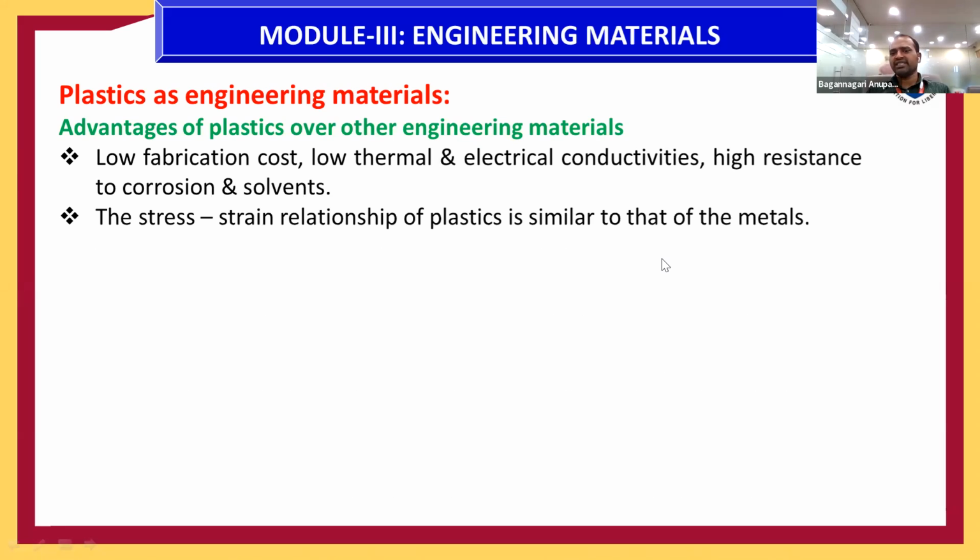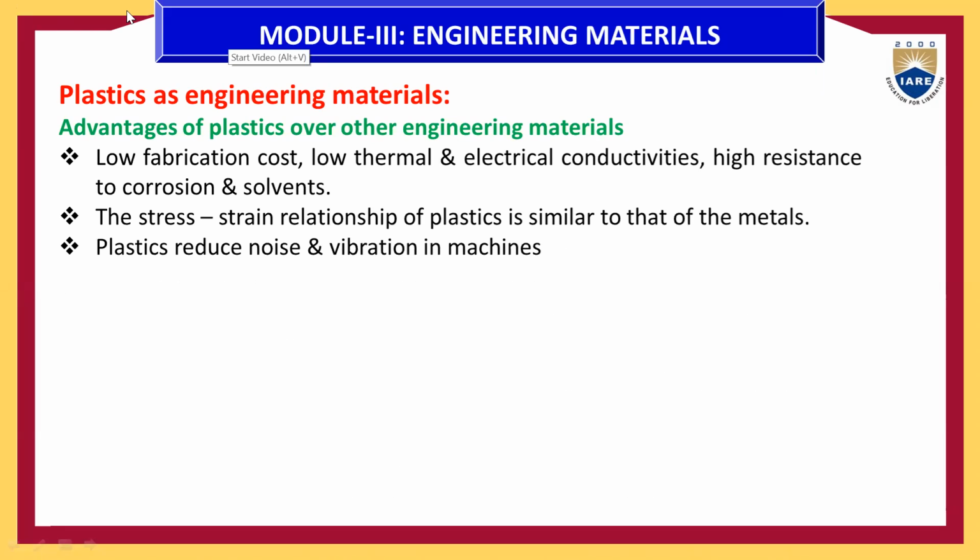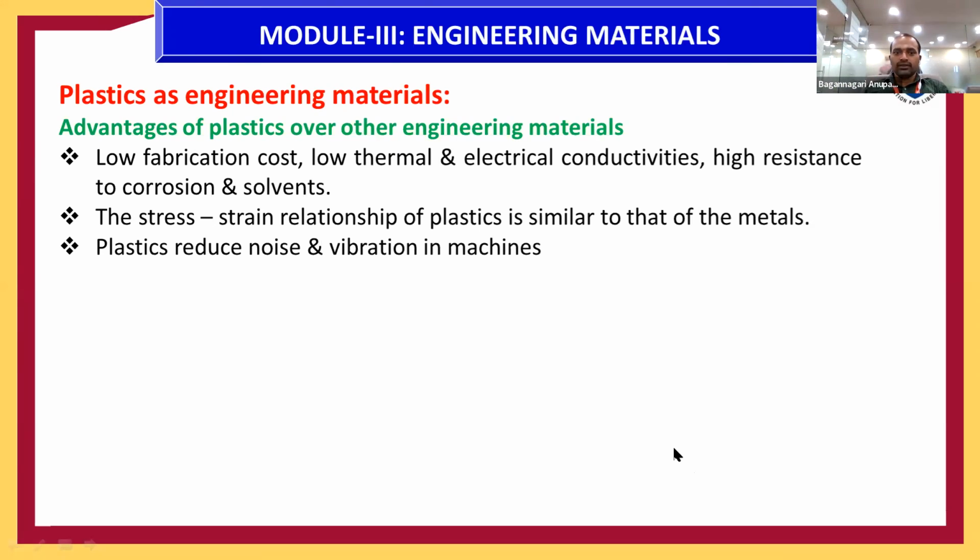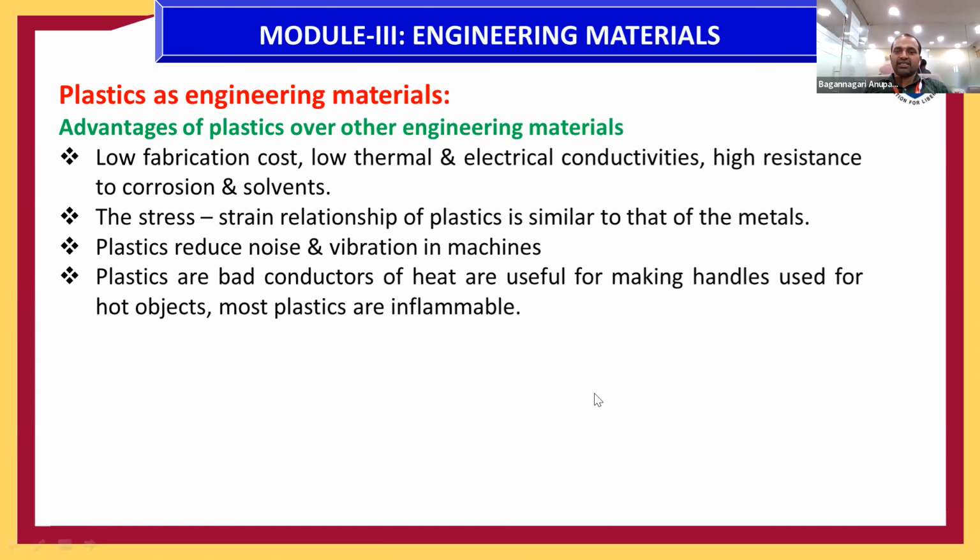The stress strain relationship of plastics is similar to that of metals. Plastics reduce noise and vibration. Plastics are bad conductors of heat and are useful for making handles used for hot objects. Most plastics are inflammable. Since plastics are bad conductors, we use them for insulating purposes, or for making handles used for hot objects. And most of the plastics are inflammable.